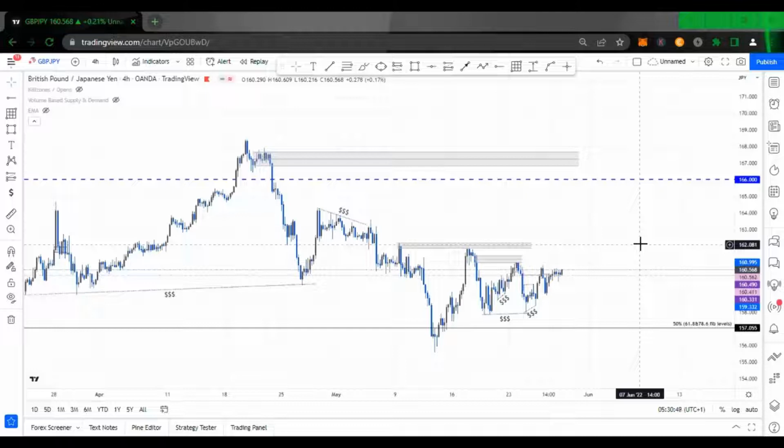GBPJPY is one volatile pair, and we all know that any small move from GBPJPY could result in some massive wins or some massive losses. And you don't want to take chances on pairs like this. So when I'm trying to trade GBPJPY, I take extra caution, and I ensure that I'm using maximum proper risk management so that I don't blow my account. So let's just dive right in quickly.